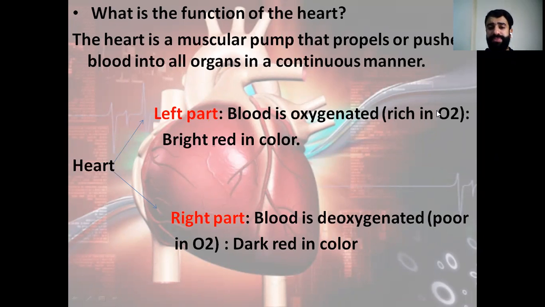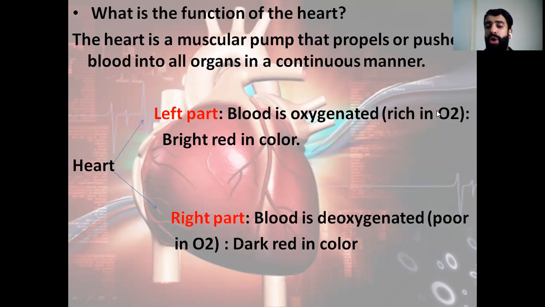In the left part of the heart, the blood is oxygenated. What is the meaning of oxygenated? It's rich in O2. It contains a high amount of O2. That's why it's called oxygenated blood. And this blood has a bright red color. So whenever we talk about the left part of the heart, the blood is oxygenated, it's rich in O2, it has a bright red color.